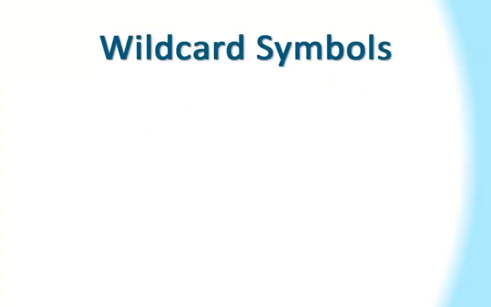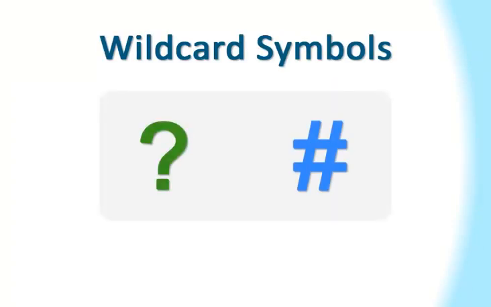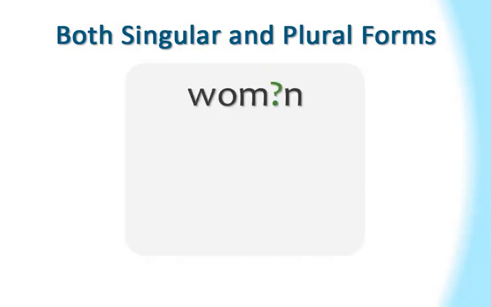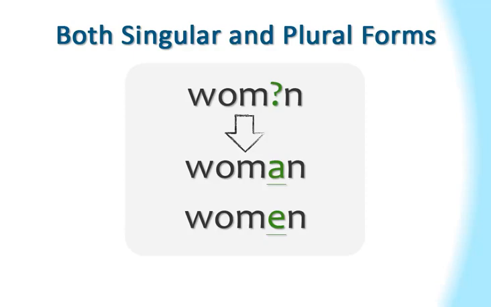Databases and search engines often use a question mark or a pound sign as wildcard symbols. Different databases may use different symbols for wildcards, so check out the database manual if you're not sure. For example, entering WOM?N gets results with both singular and plural forms.